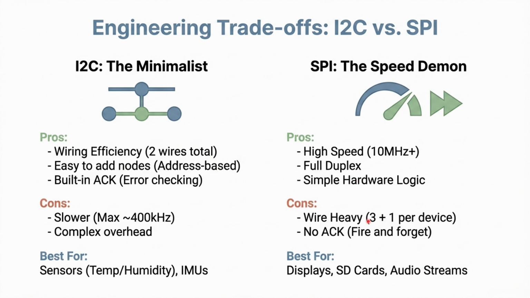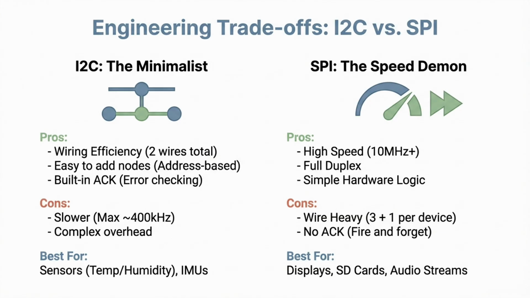For every new device you add, you have to run a new dedicated chip select wire back to the Pico. It also has no read receipt, which means no ACK. So it is a fire and forget protocol, meaning that if the wire is loose, the master will never know. And it is best for heavy lifters like a TFT display, SD card, or high fidelity audio systems.